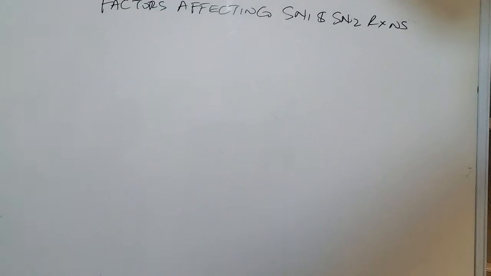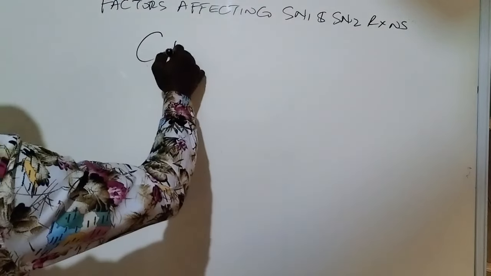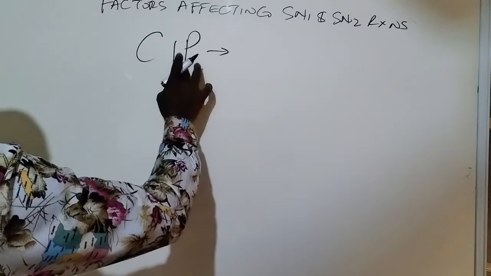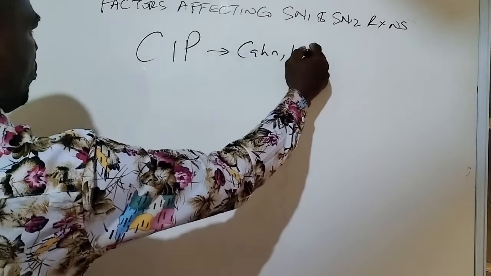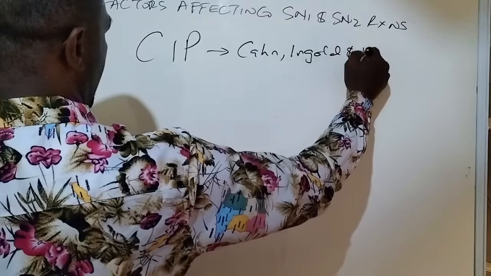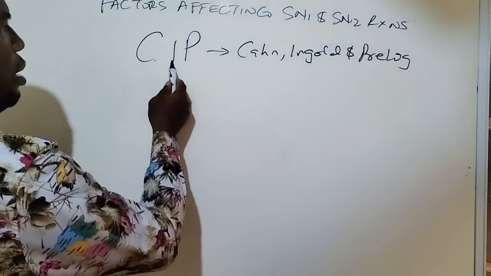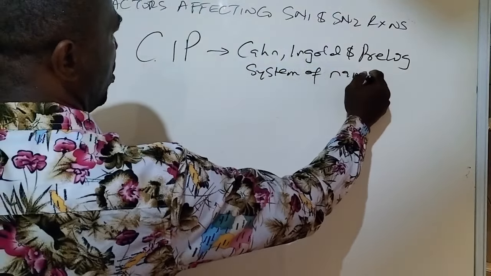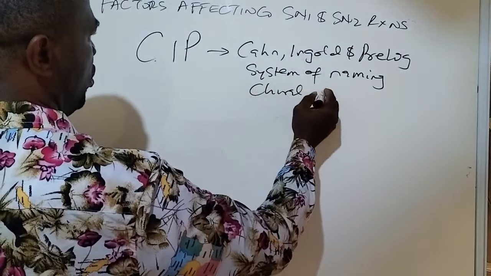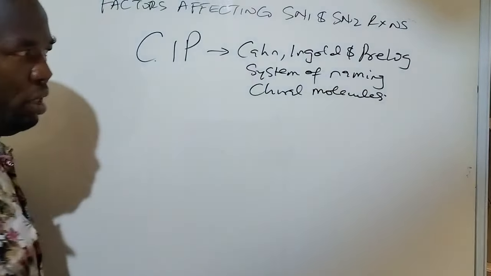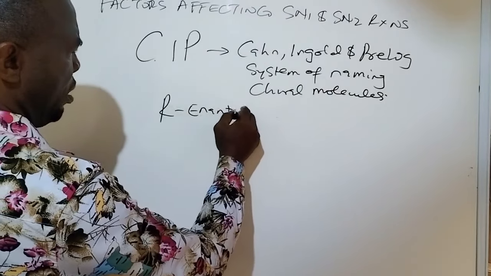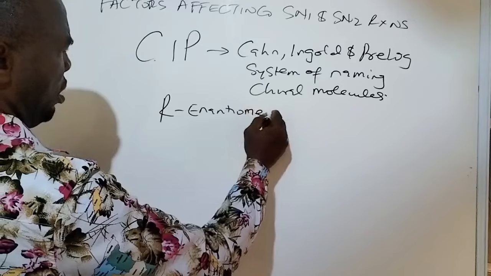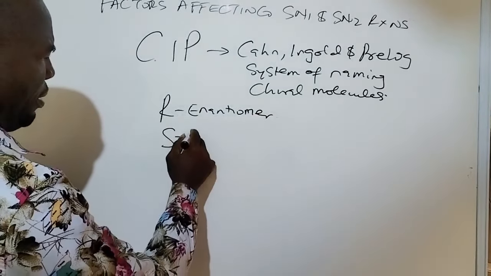Before we go ahead, we're going to learn how to name chiral molecules according to a system called the CIP system. CIP was given by 3 different gentlemen: Cahn, Ingold, and Prelog. Cahn for the first letter, Ingold second, and then Prelog. These 3 gentlemen provided a system of naming chiral molecules. They name the isomers using R and S configuration, the R enantiomer and the S enantiomer.